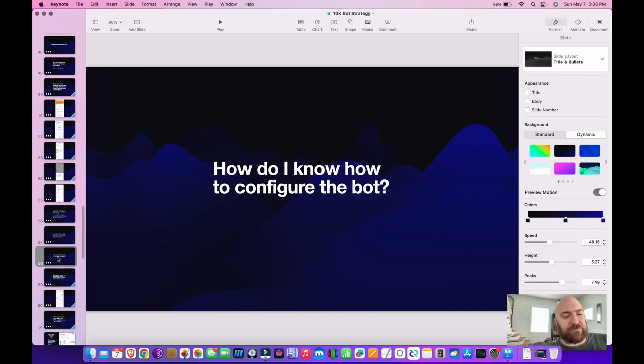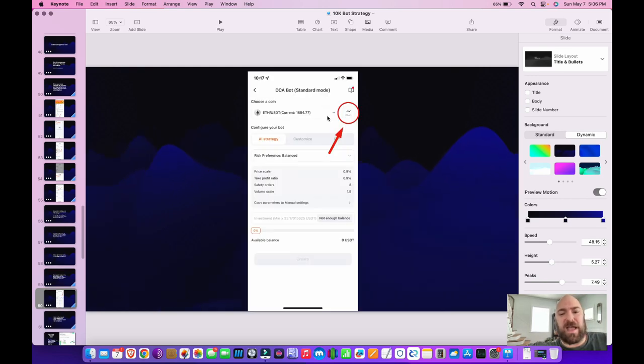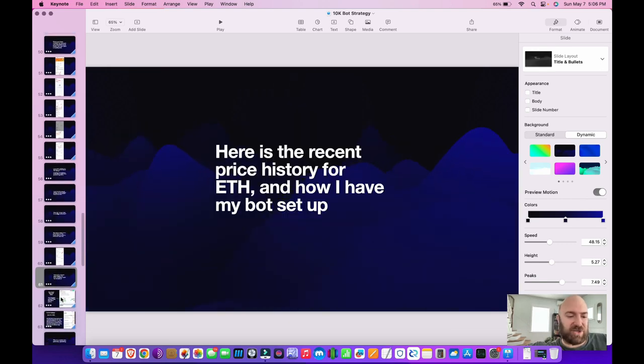How do I know how to configure the bot? You need to look at the price history of the crypto that you wish to trade with your bot. To do that, if you're in Pionex, you can search for the crypto, and then right next to its name, you see a little icon that says chart. Probably really hard to read in the video, but you click on chart, and it'll pull open your price history.